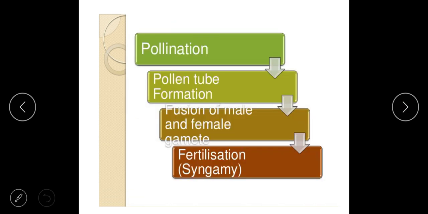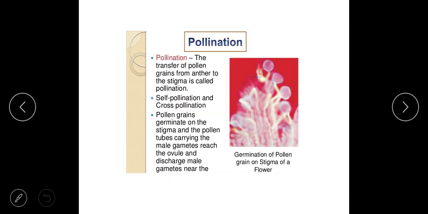Well, children, coming back to the plants part, here the gametes are transferred by means of pollination. The transfer of pollen grains from the anther to the stigma is known as pollination. Once the pollen grains fall on the stigma, they germinate, form the pollen tube, and result in the fusion of male and female gamete, which is called syngamy. Syngamy results in formation of the zygote.